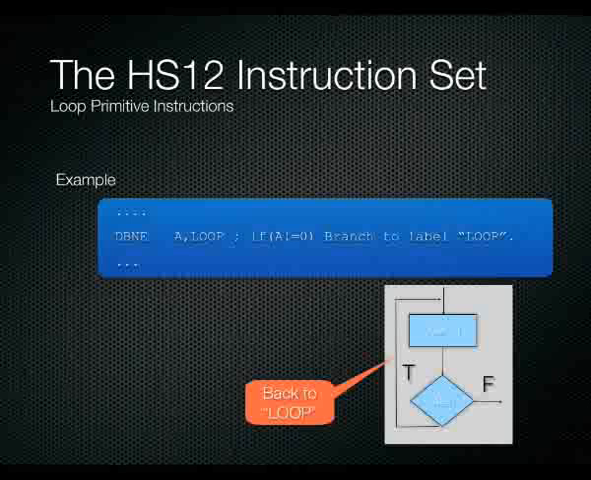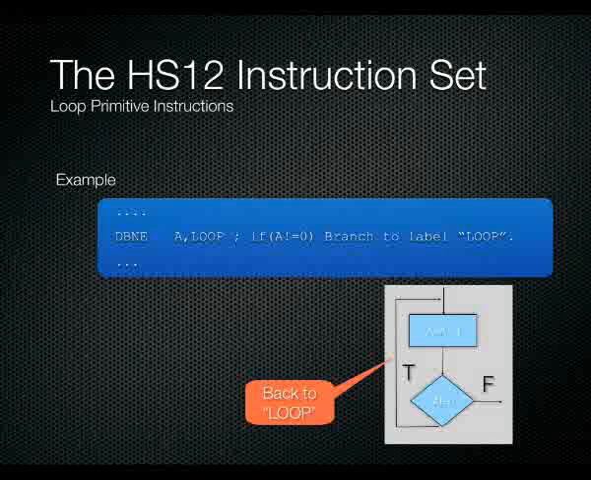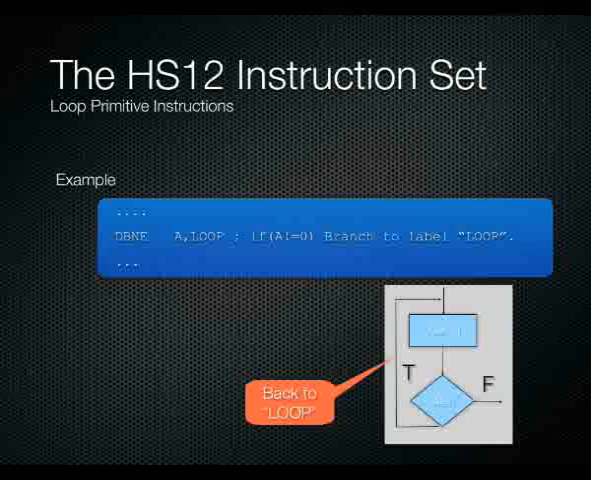Once it gets to the DBNE, it decrements again. So it'll keep jumping back to that label loop and reiterating those instructions over and over again. When it gets to the case where, in this case, accumulator A is in fact 0, it won't branch anymore. So it will just continue down to the next instruction after the DBNE, and it stops doing that iterative loop. So DBNE are good instructions for doing loop structures.